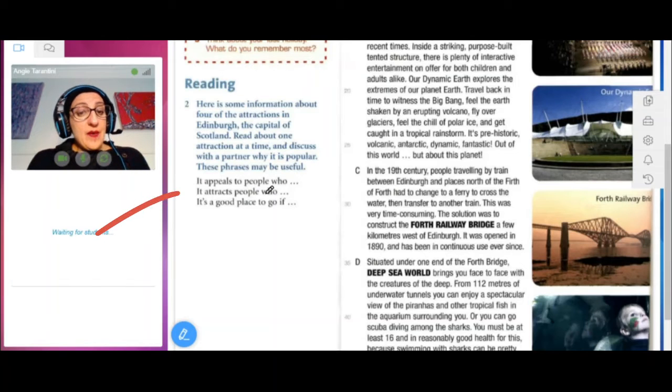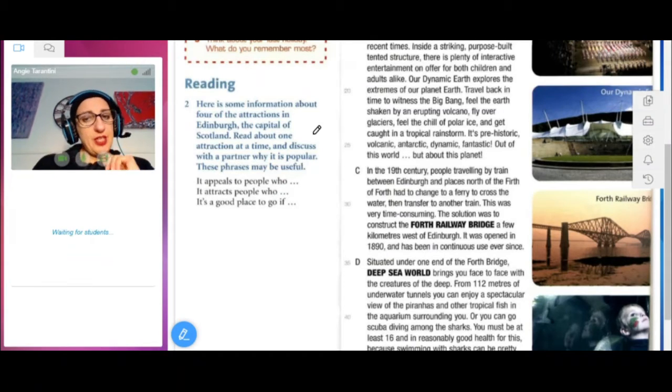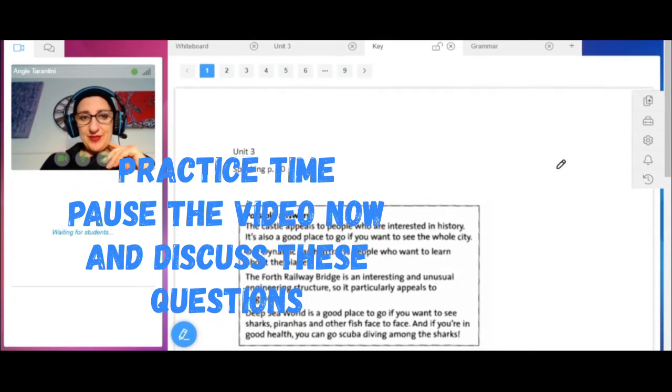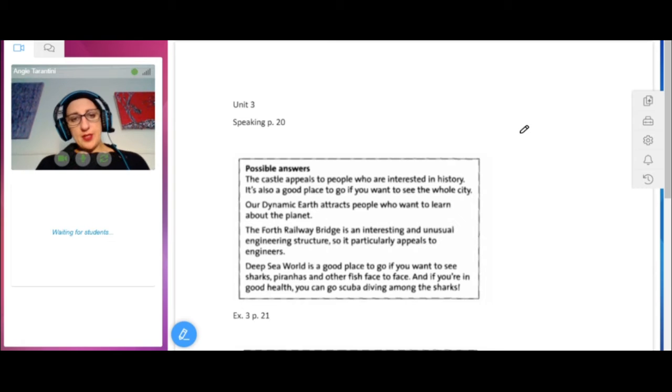Discuss why these attractions are popular. So, for example, you can say it appeals to people who. Appeal to collocations. It attracts people who. It's a good place to go if. Okay, so remember that who is a relative clause. Who is a relative pronoun, subject, used for people. All right, so pause this video, read, discuss, and then we'll chat. And as usual, I will assume you will have done it. So let's look at some possible answers.